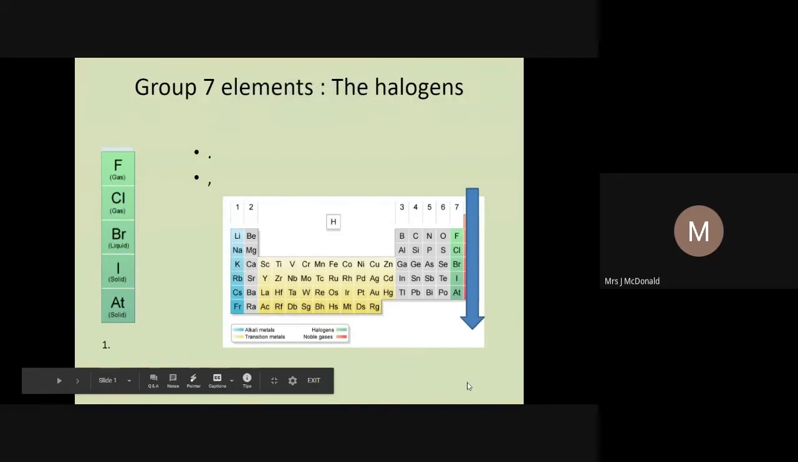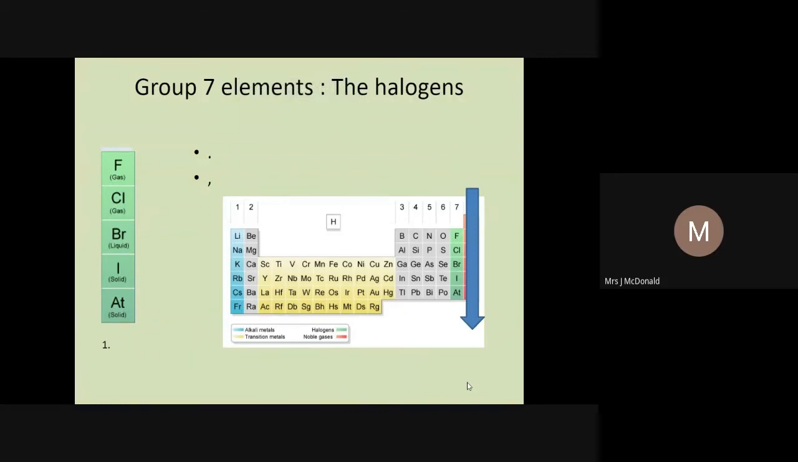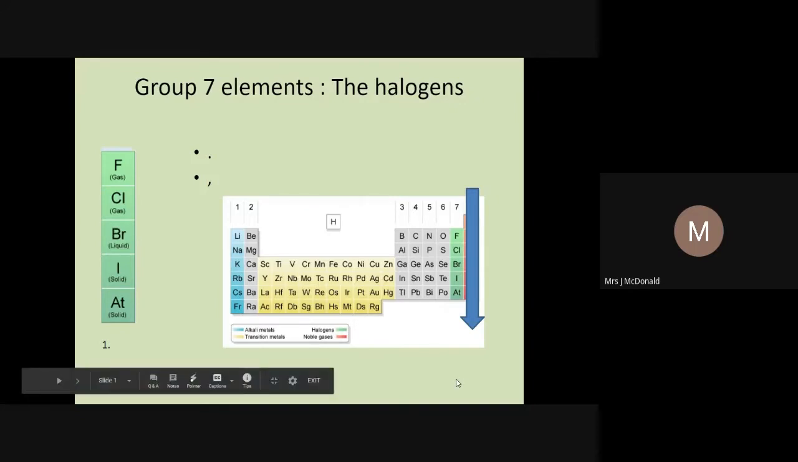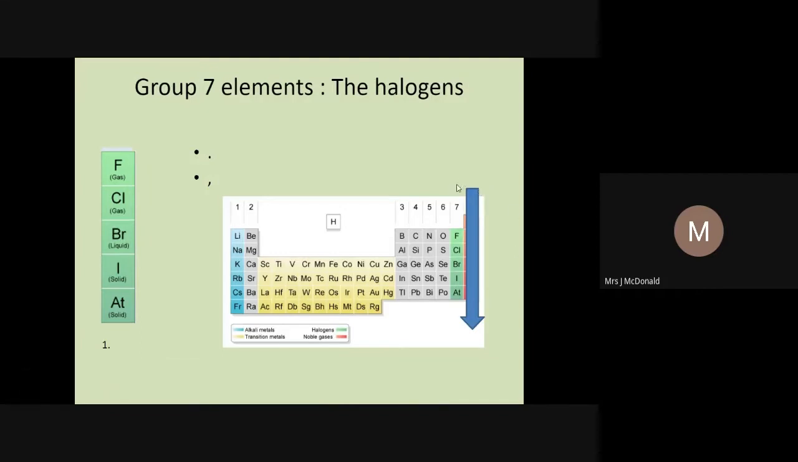Okay, this tutorial is on the group 7 elements, also called the halogens. The group 7 elements are non-metals and they are almost at the very right-hand side of the periodic table, and there they all are, listed with the symbols under the number 7 for group 7. We've got fluorine, chlorine, bromine, iodine and astatine.